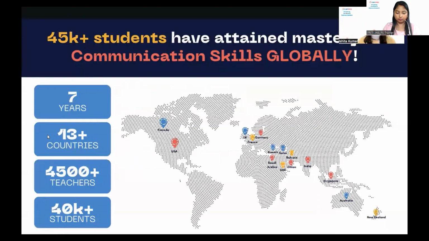As you can see, all these numbers on the left-hand side, sir and ma'am: Planet Spark has been here for 7 years, and you can see the world map here, right? We've been able to reach 40,000 plus students all across the world, especially across these 13 plus countries shown here. And we have helped them in attaining mastery in communication skills.